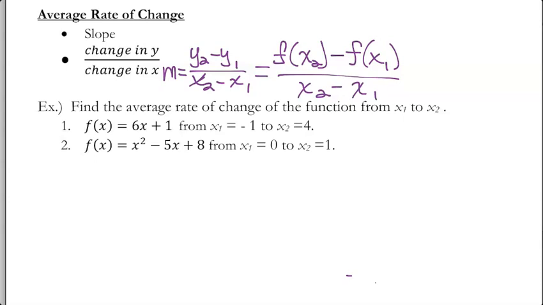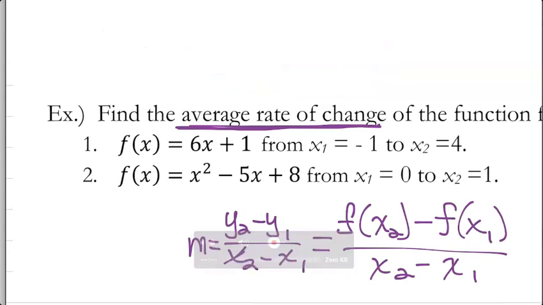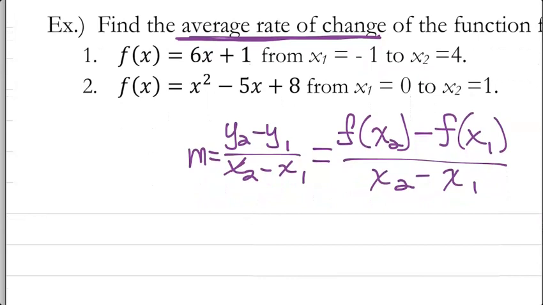So let's go ahead and take care of our example. When they tell us to find that average rate of change, automatically we know to do the same stuff that we did when we found slope. Again, the difference is the way that we're writing it now. So for number 1, they're already giving me my x1. I just have to plug x1 into that function notation.